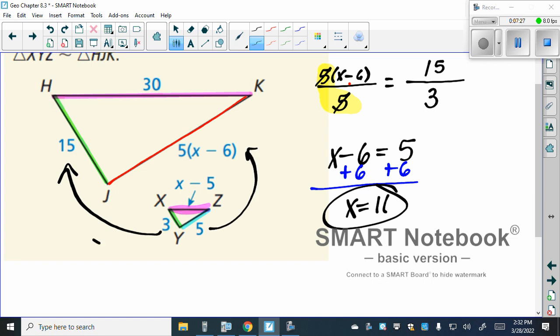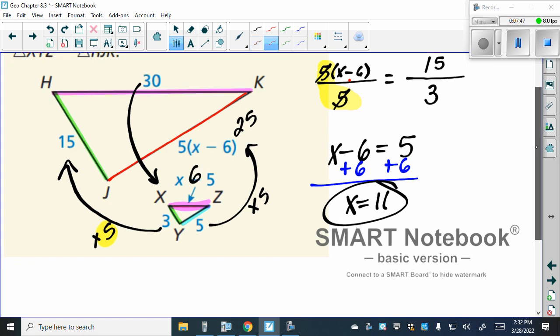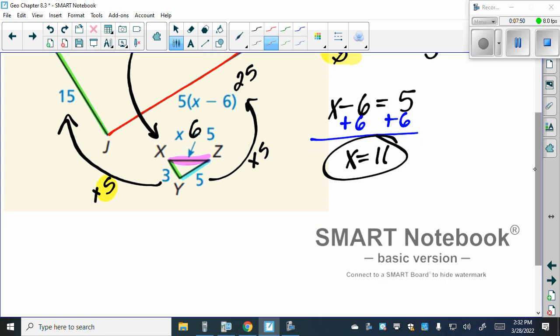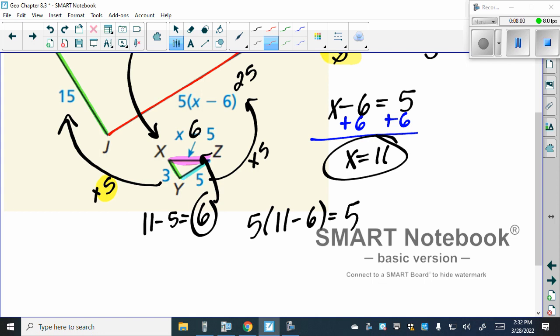So we multiply by 5, yes? So 5 times 5 is what? We'll go in this direction. We wouldn't multiply by 5. We would divide. 30 divided by 5 is? Well, the value of x we found is 11, yes? So for this here, we're doing 11 minus 6, which is 5. 5 times 11 minus 6. Well, 11 minus 6 is 5, and 5 times 5 is 25.